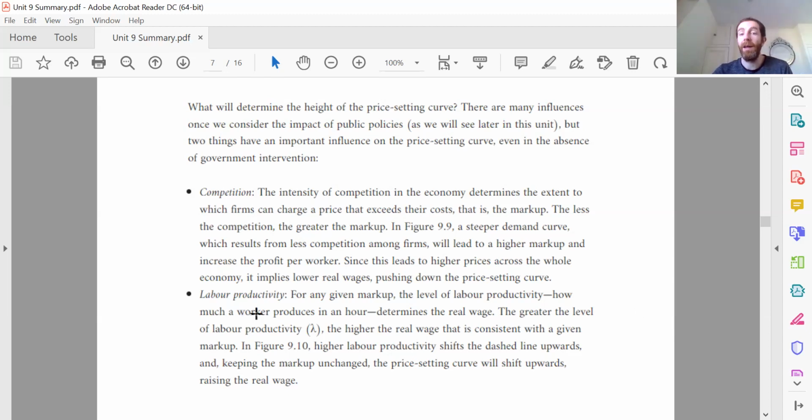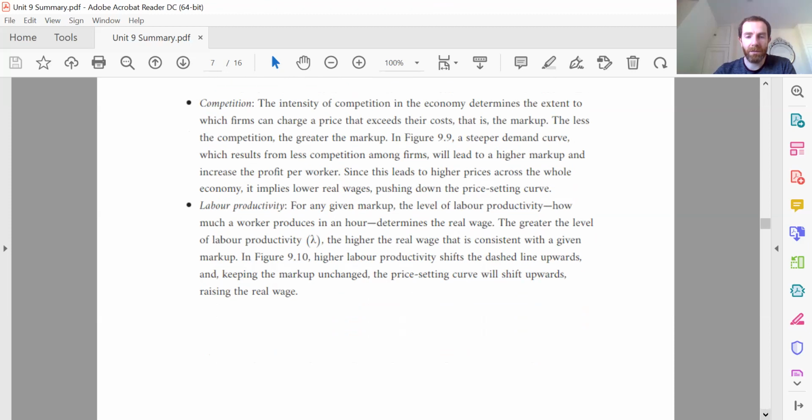What I want to walk through now is how we can show mathematically why these two things are important, and then get to an equation which is going to link real wages to labor productivity and to the markup. And the markup is determined by the level of competition. We're going to see that that's a really useful equation for thinking about how changes to competition and changes to labor productivity will have an impact on the real wage.